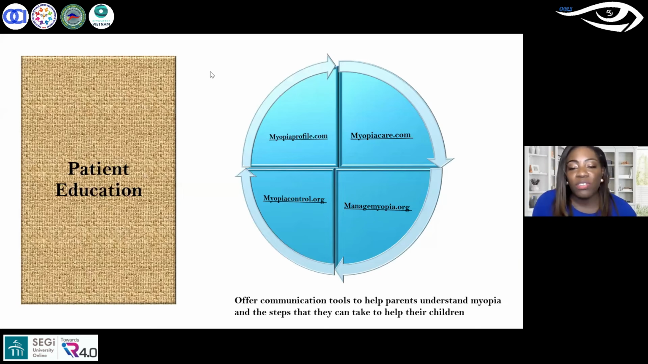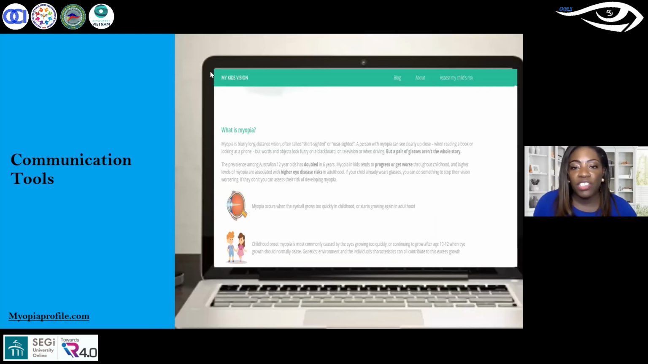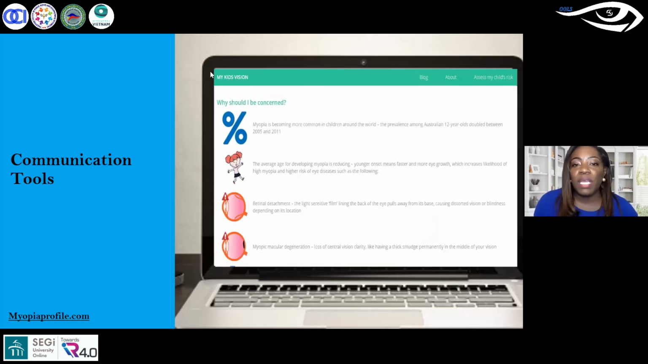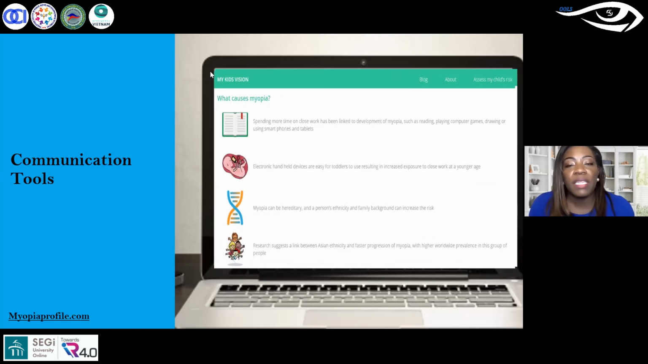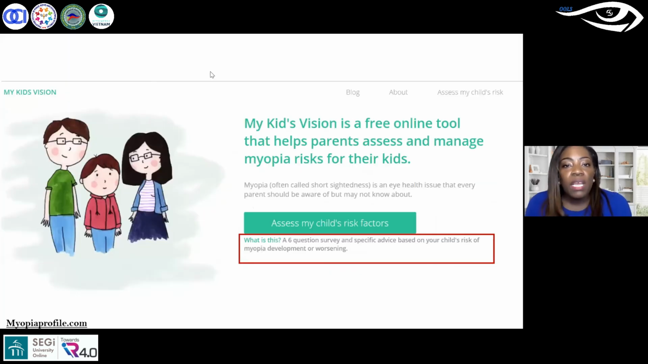But again, we could do better with our patient education. And there are a lot of great resources out there that do a great job in patient education. One that I really like is Myopia Profile. They have great communication tools that make it easy to understand for parents. They go through what myopia is, why they should be concerned, how to prevent or slow myopia, and then what causes myopia.